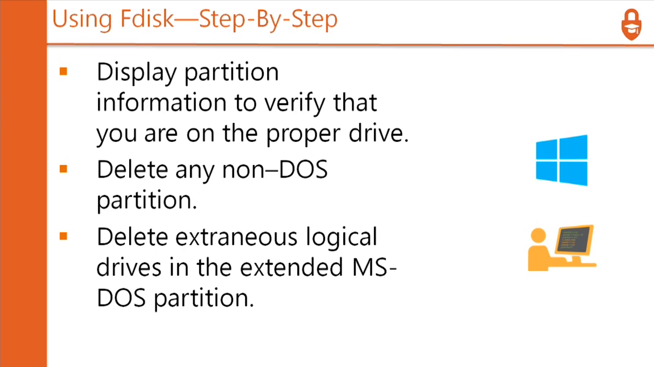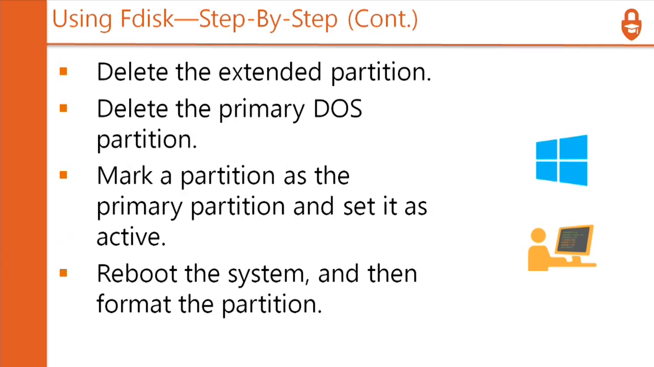Display partition information to verify that you're on the proper drive. Okay? And then we want to delete any non-DOS partition, any non-disk operating system partition. So say your drive's carrying something else around that we won't be able to read anyway. That's kind of what they're getting at. Delete extraneous logical drives in the extended MS-DOS partition. So anything extra that you're not using, because if you delete those partitions, now you can free up the space on the drive for when you fdisk it. Now you can use that space. Say it's another 10 terabytes or 10 gigabytes or something.